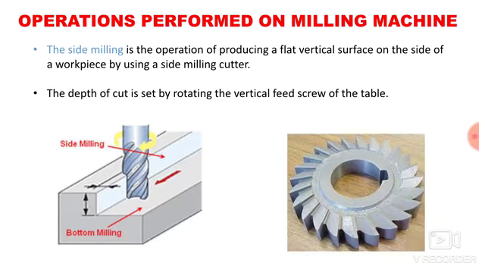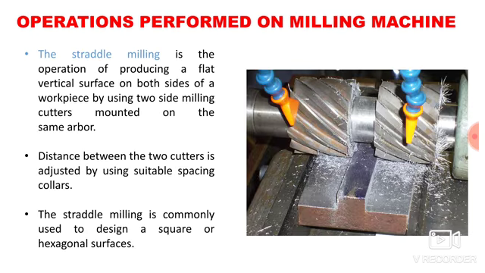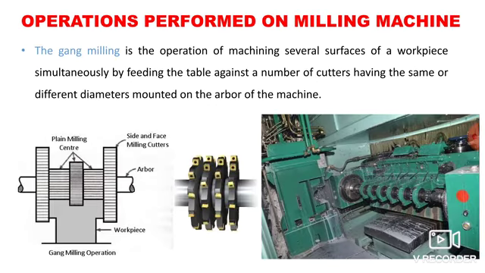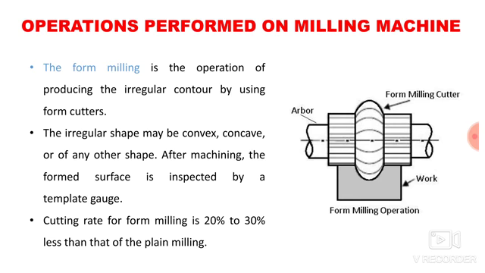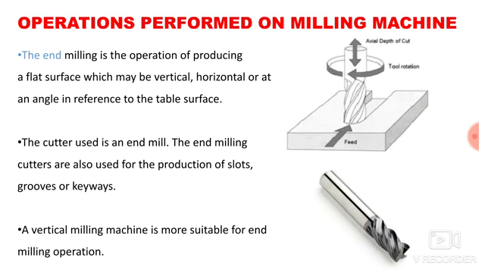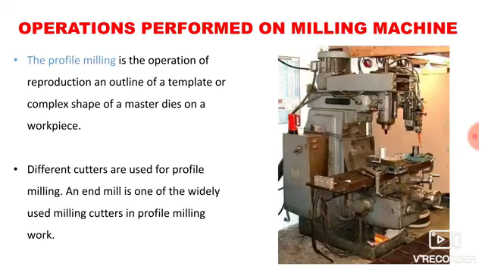Third is side milling. Fourth one is side and face milling. Fifth, straddle milling. Sixth, angular milling. Seventh, gang milling. Then form milling. Ninth, profile milling. Tenth, end milling. And the last one is saw milling. So here I have listed 11 different possible operations that you can perform over your milling machine.